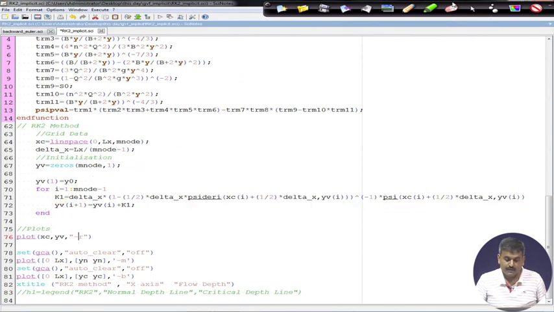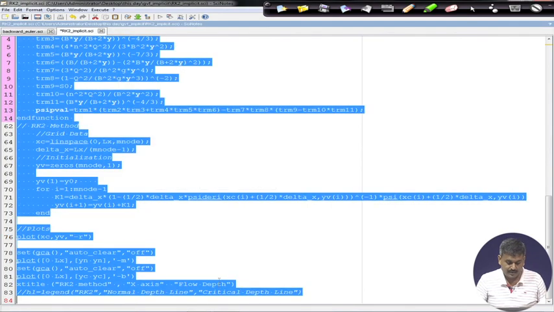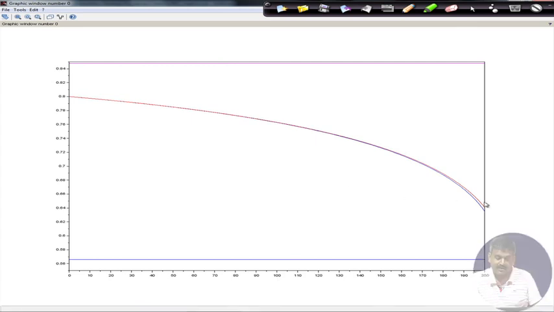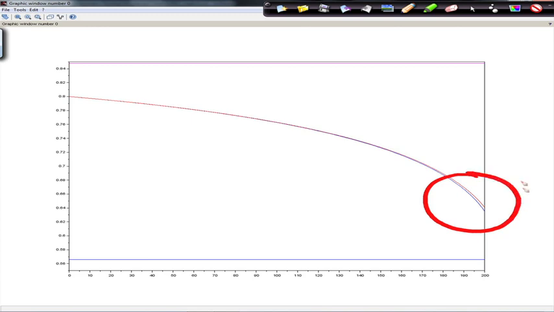Now, if I compile this, it is coming here. It is interesting to see that the red line, which is the RK2 method, is somewhat on the upper side, that is, it is giving a higher value compared to the blue line, which is our backward Euler method.